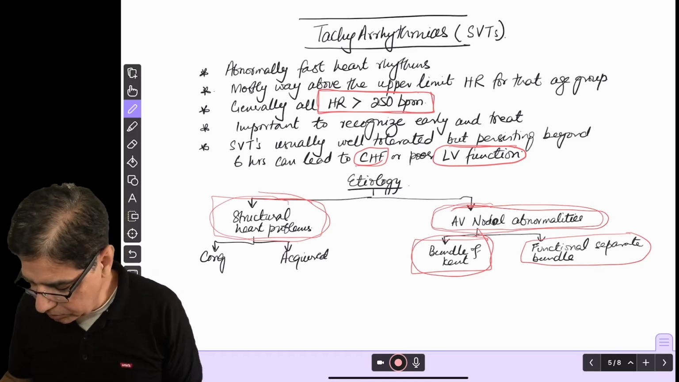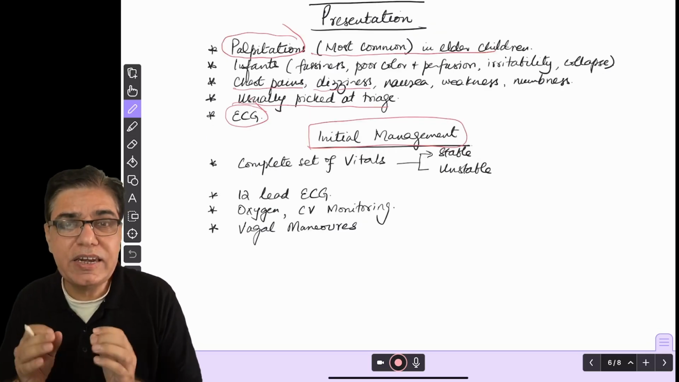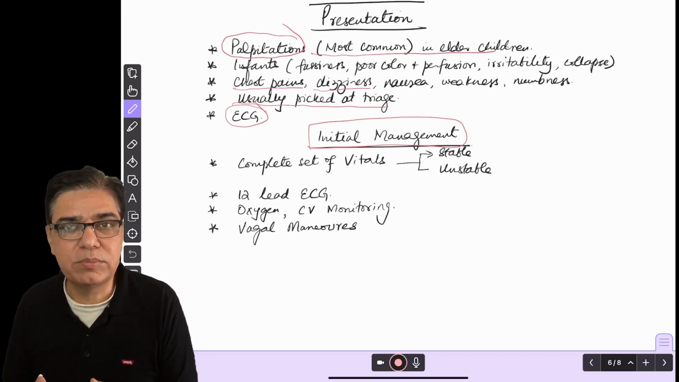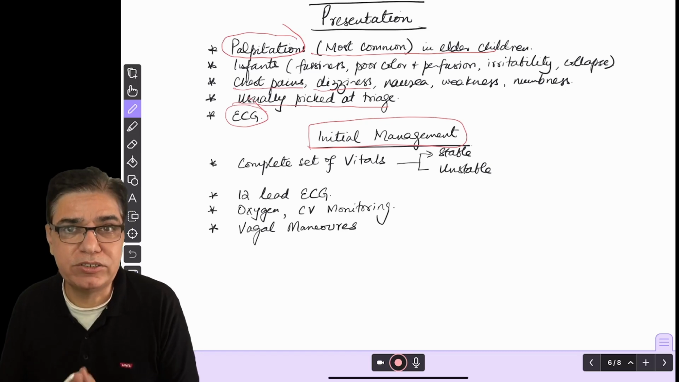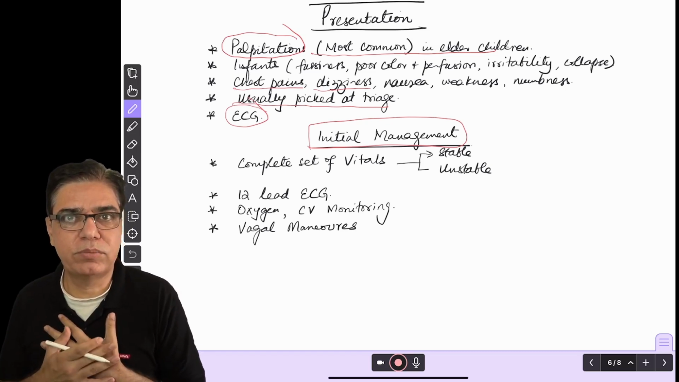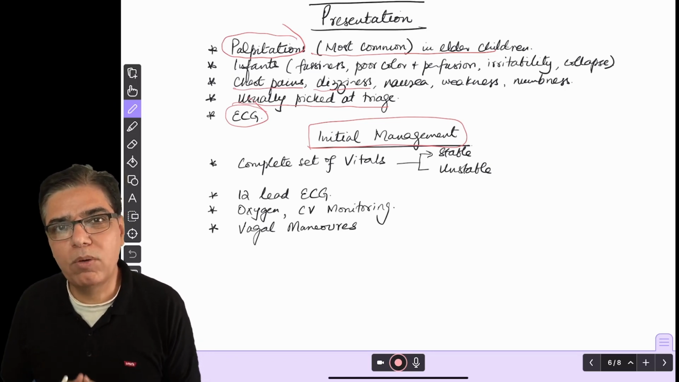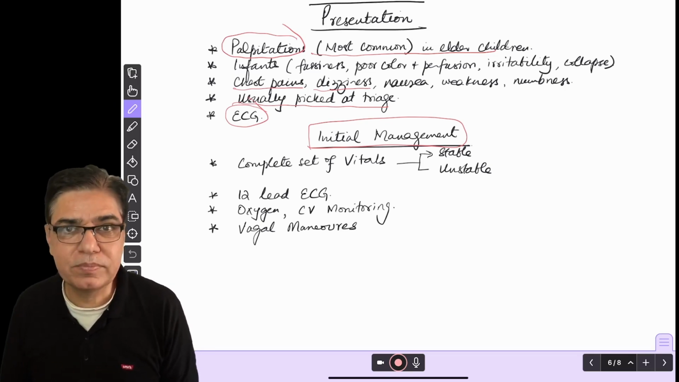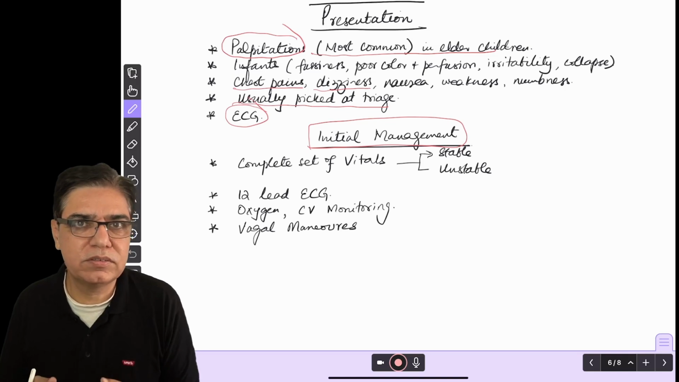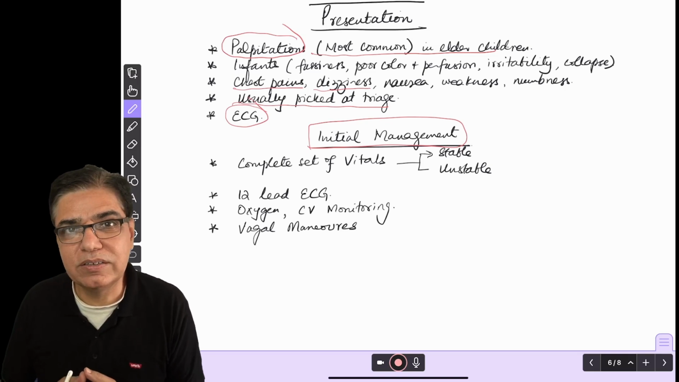Now let's talk about the clinical presentation. In older children, those who can talk and express their symptoms, by and large the complaint is palpitations, a thumping sensation in the chest. They say something is thumping in the chest, or sometimes they can visibly see the beats in their chest. So palpitations are the most common symptom in older children. The symptoms in infants are quite subtle. Infants can't express what's wrong with them, so SVTs in children can present with subtle symptoms.